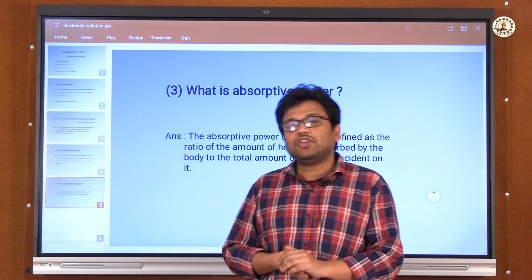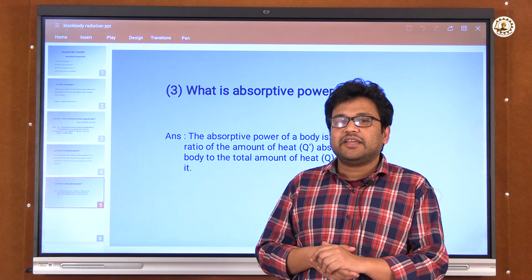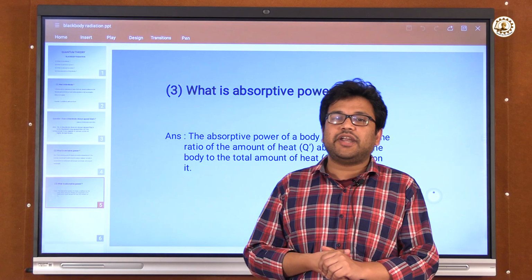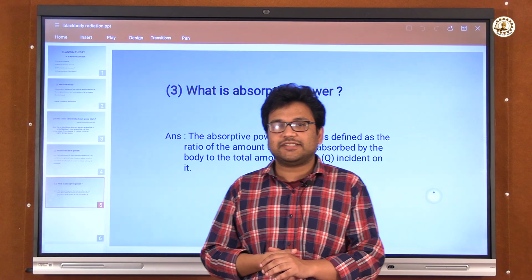And the fourth point is that any body which is placed inside a black body enclosure can also emit black body radiation. So these are the questions that we have discussed today.